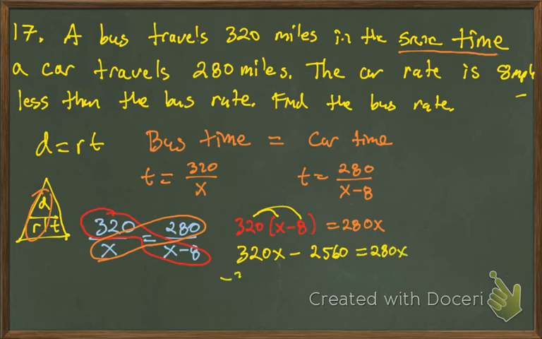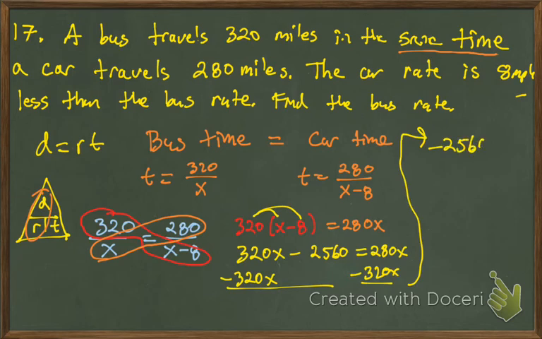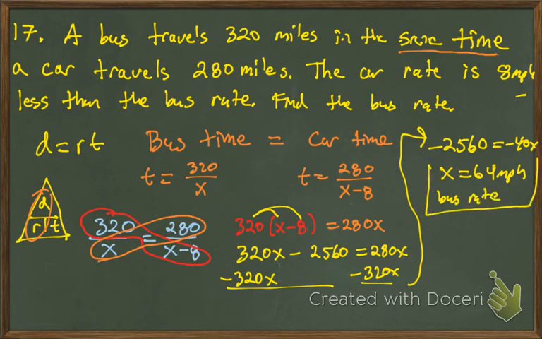Okay, so this is linear, and we'll go ahead and subtract 320x from both sides. Negative 2560 equals negative 40x, and then we'll divide both sides by negative 40, and we get the bus speed is 64 miles per hour. Okay. So we did a number of these in class. A lot of them were linked up with the same amount of time was the setup, and then we just had to find all the information and plug it in.